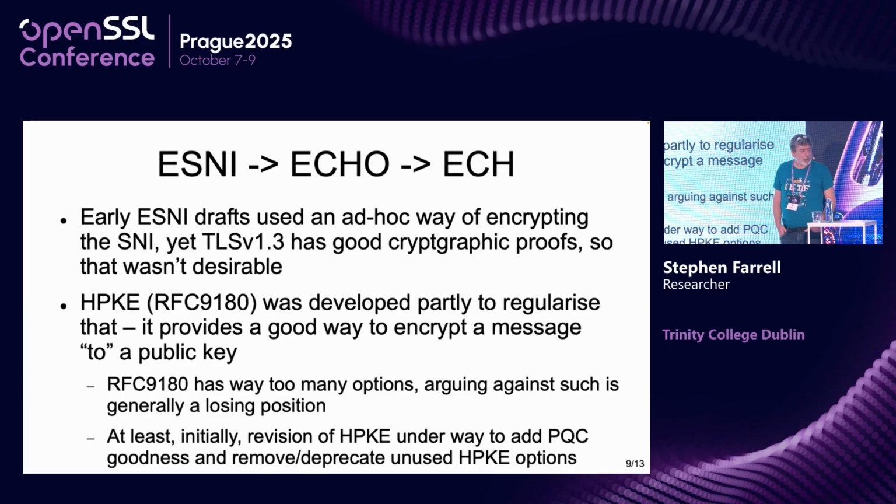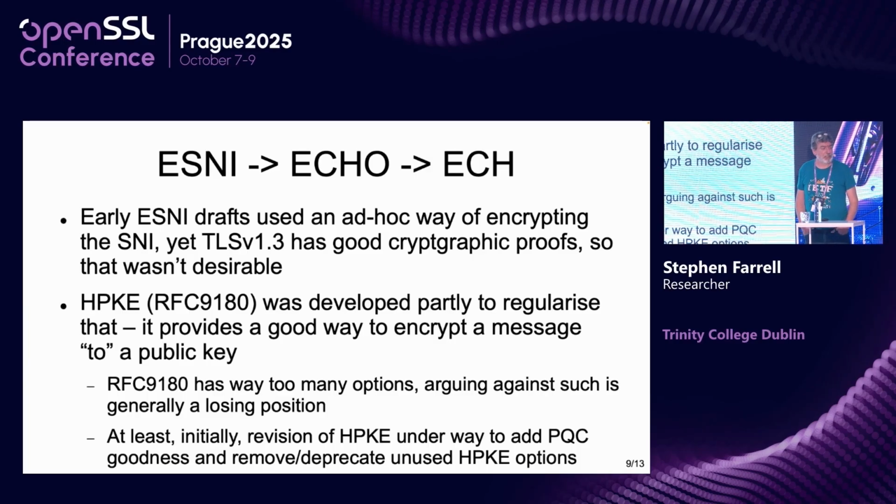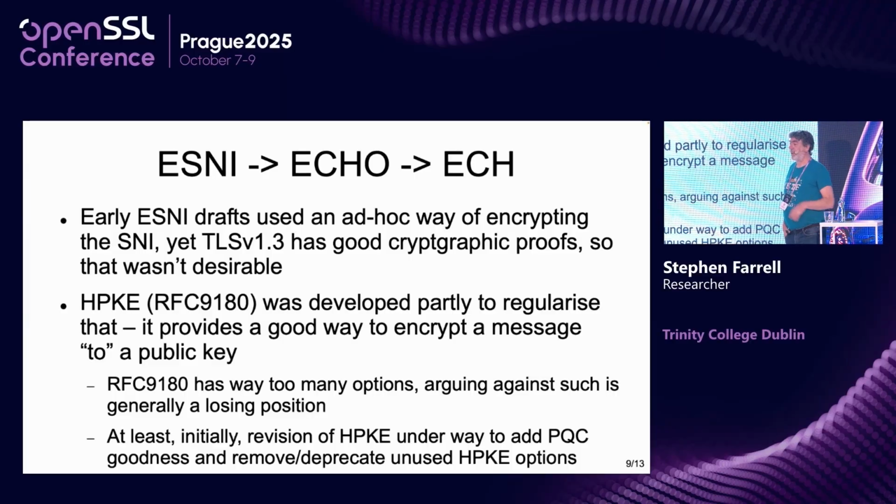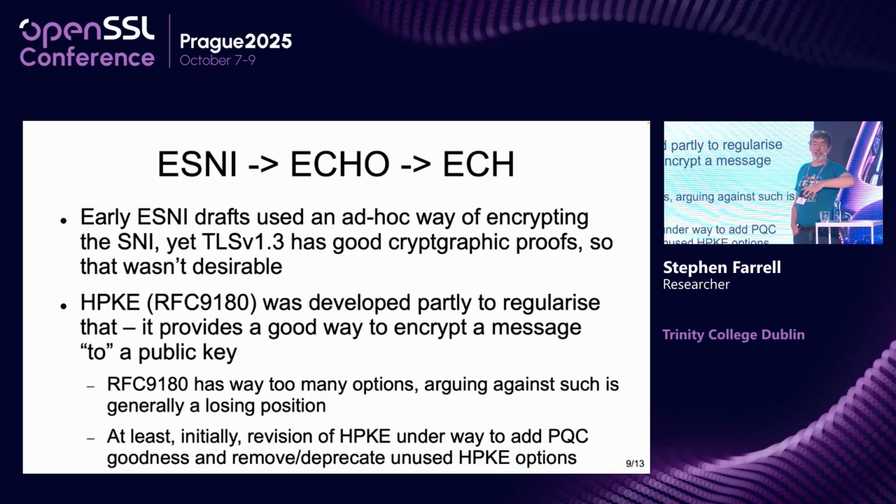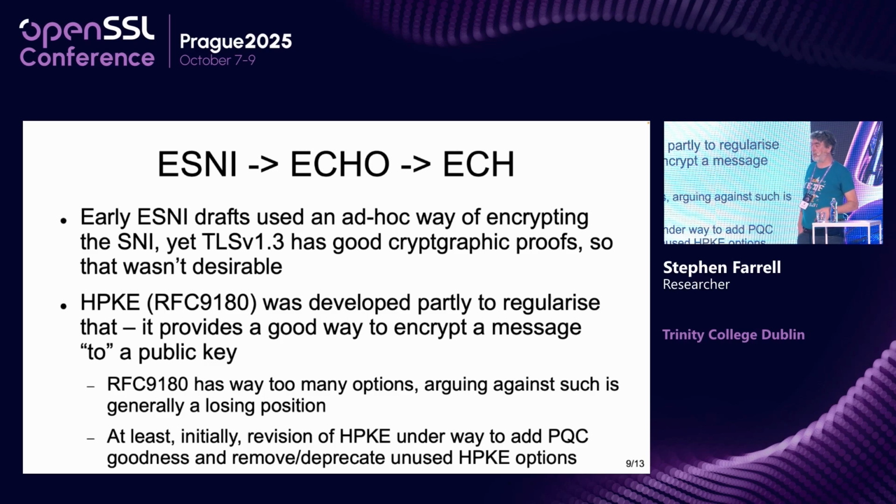So one of the things that was done there was the method of encryption. Like I say, it was very ad hoc initially. And people don't like doing ad hoc encrypting things, so a bunch of people developed this thing called HPKE, which is RFC 9180, which essentially is a way of doing what you want to do. I have something I want to encrypt to a public key. So I have a message to encrypt, I have a public key. I want to do that in a reusable way with some nice security proofs, and HPKE kind of does that.